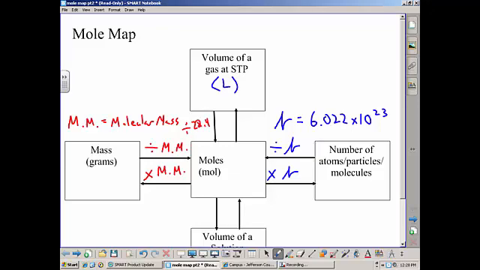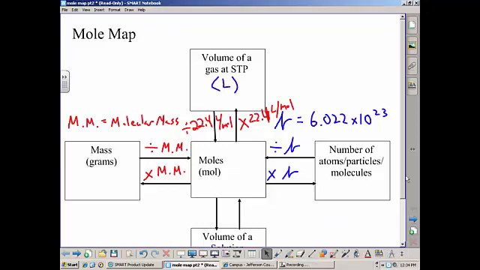22.4. Let's erase that, make it a little bit cleaner. 22.4 liters per mole. So what's the operation going to be in the reverse direction? Yeah, multiplication. We're going to multiply by 22.4 liters per mole there. Questions, questions, questions.